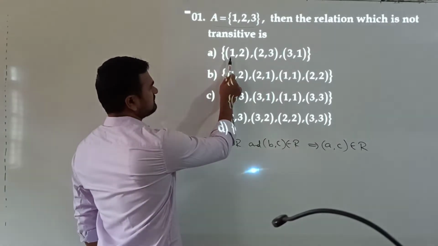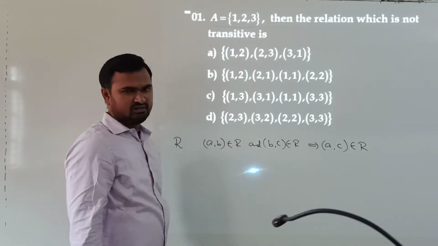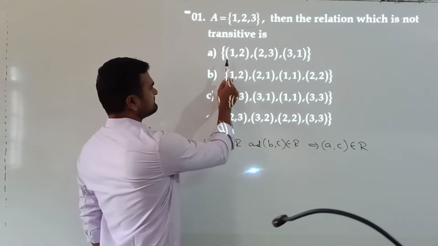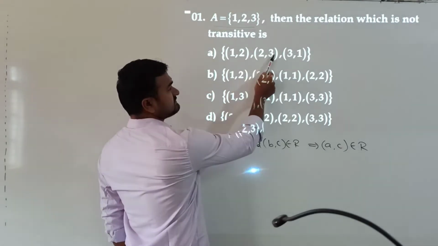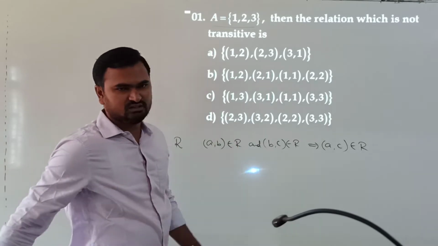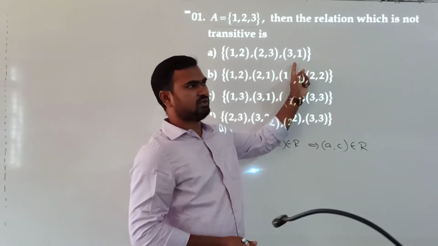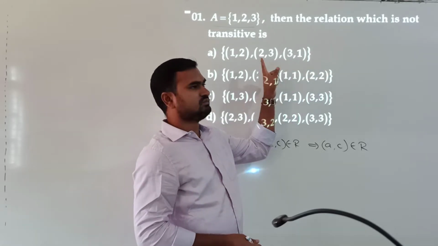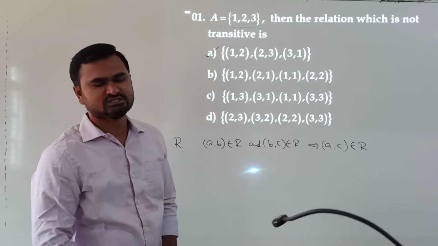First option we have (1, 2), (2, 3), (3, 1). Let us take ab and bc: (1, 2) and (2, 3). So ab, bc present. Now what about ac? AC is (1, 3). So the ordered pair (1, 3) is not present in this relation, but we have (3, 1). So (1, 3) is not present means this relation is not a transitive relation.